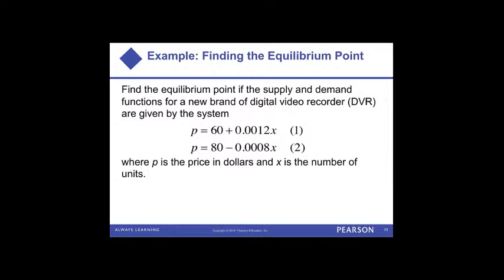So then we can do 60 plus 0.0012x equals 80 minus 0.0008x, right? We're going to isolate our variables, so I add that 0.0008x to both sides. On the left, we're going to get 0.002x. On the right, if we subtract 60 from both sides, we get 20. Divide both sides by 0.002.